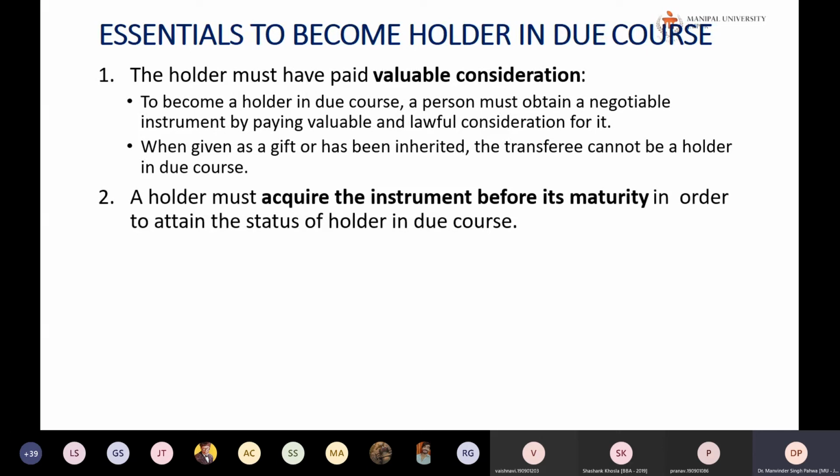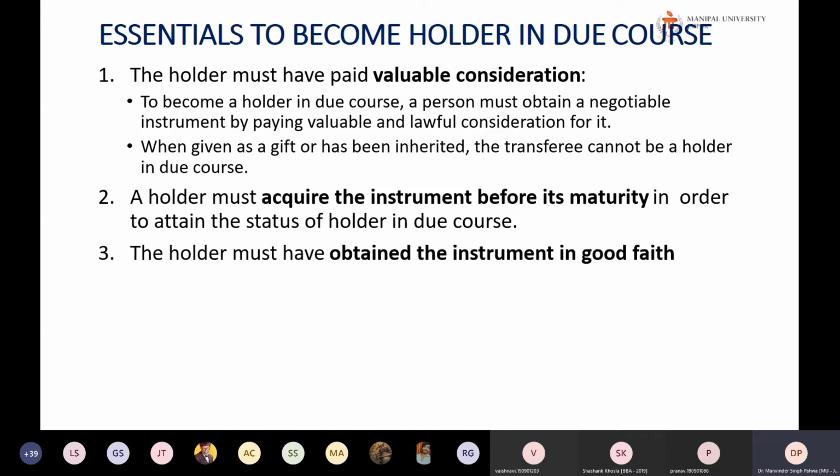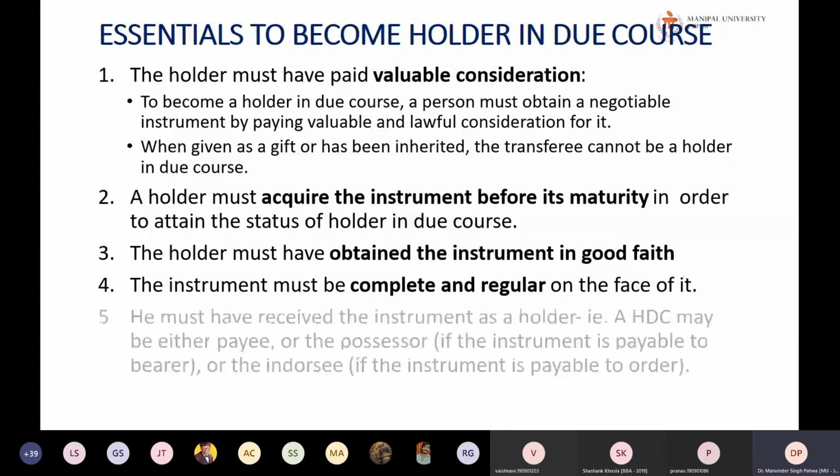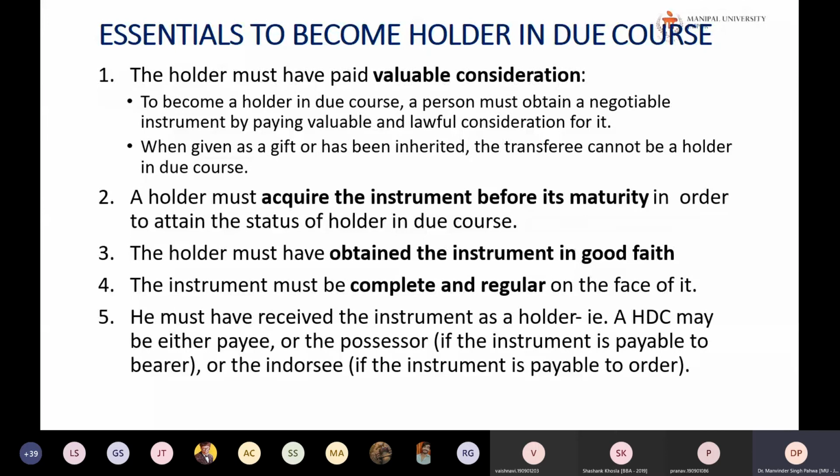So the holder must acquire the instrument before its maturity in order to attain the status of holder in due course, and the holder must have obtained the instrument in good faith. Further, the instrument must be complete and regular. Complete and regular means the signing and everything must be proper. It should be properly stamped, and all things should be there. Further, he must have received the instrument as a holder.